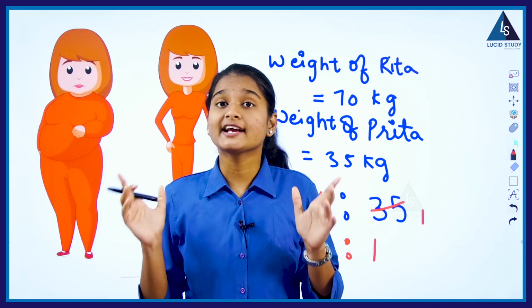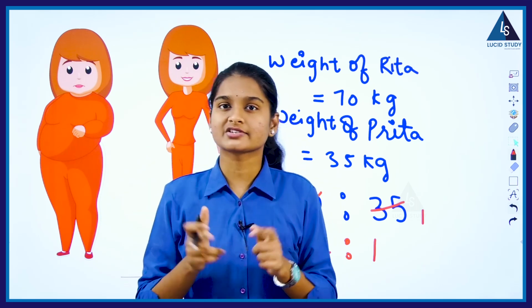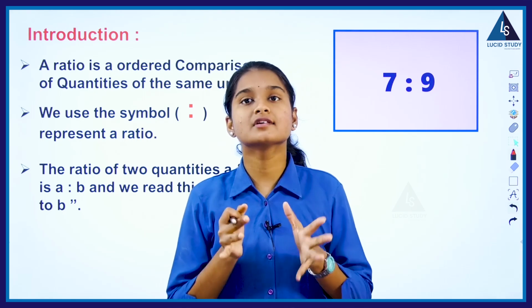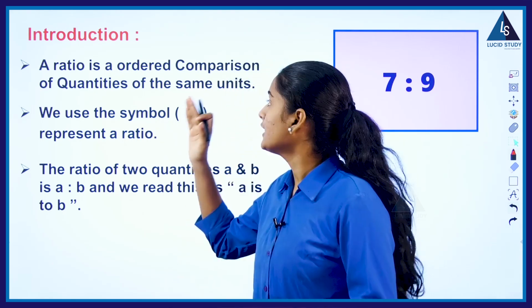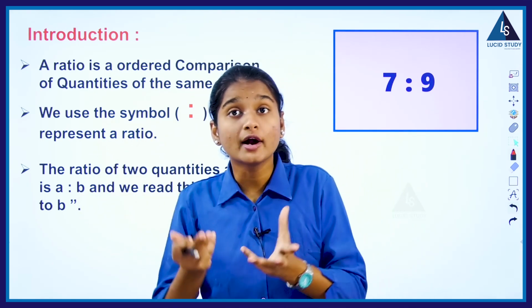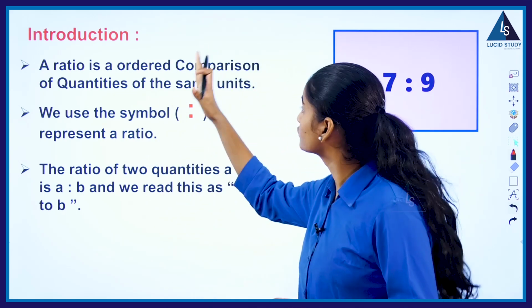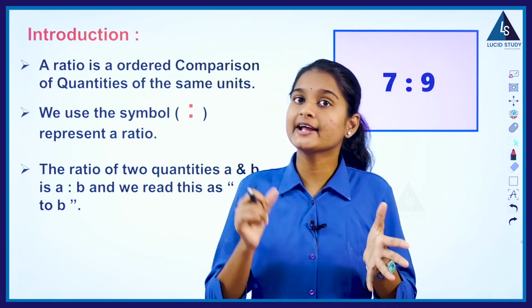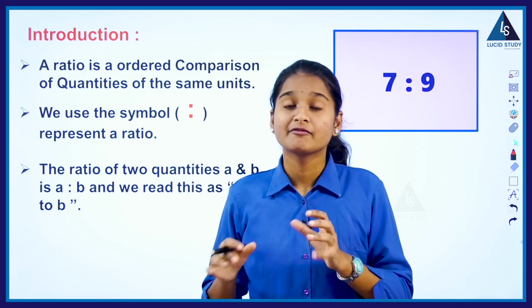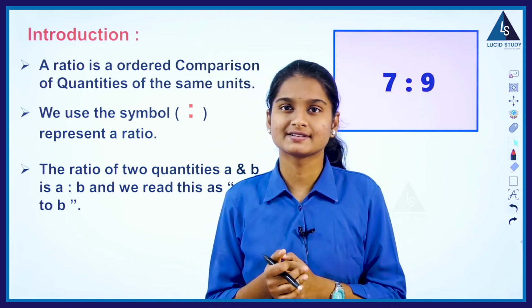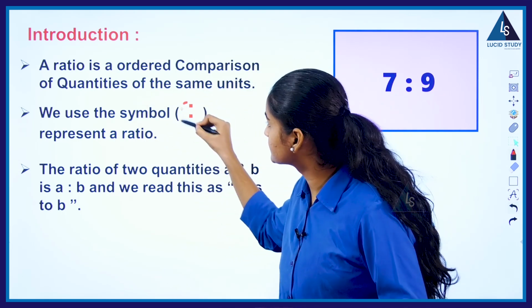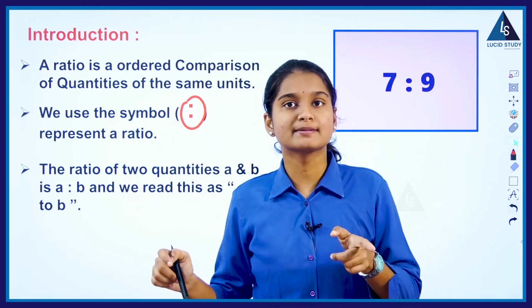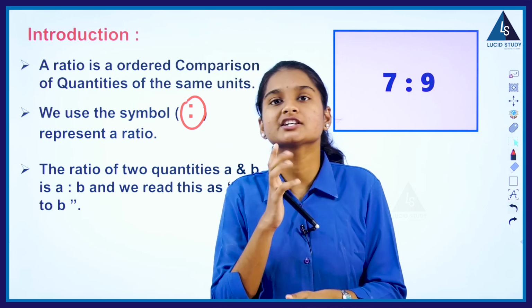So that is why I say that we use ratio to compare quantities. Now let us learn the introduction of ratio. A ratio is an ordered comparison of quantities of same units. We can only compare quantities by ratio when they are in same units. We use the symbol to represent a ratio. So this is a symbol used to represent a ratio.